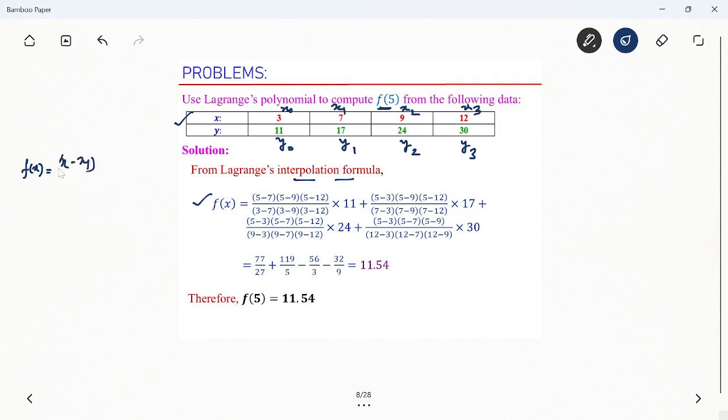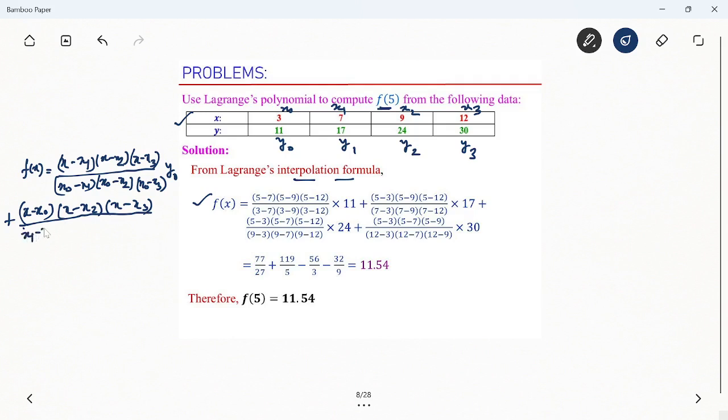x minus x1, x minus x2, x minus x3, divided by x0 minus x1, x0 minus x2, x0 minus x3, into y0, plus x minus x0, x minus x2, x minus x3, divided by x1 minus x0, x1 minus x2, x1 minus x3, into y1.